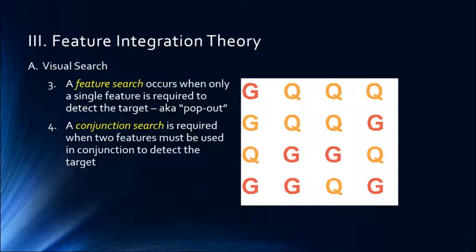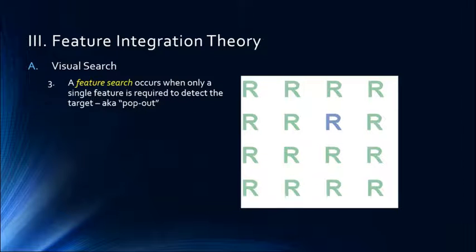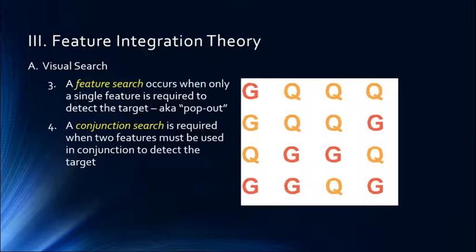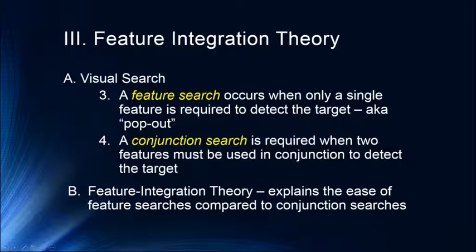A conjunction search is required when two features must be used in conjunction with one another to detect the target. So in this case, we are trying to find an orange G. So you'll actually have to do some more difficult searching for that orange G compared to that feature search, which pops right out at you. So these searches take longer. And feature integration theory is here to explain why that is. So this explains the ease of a feature search compared to a conjunction search.